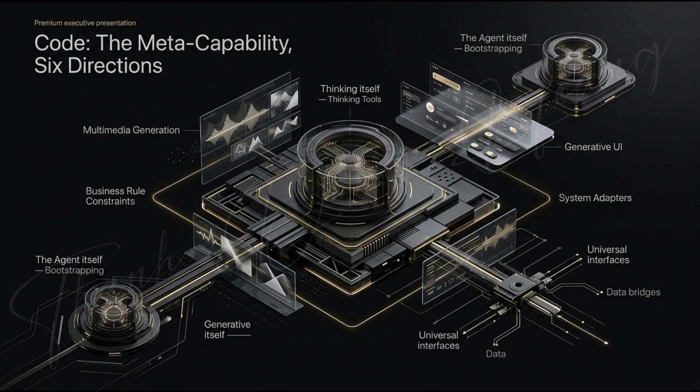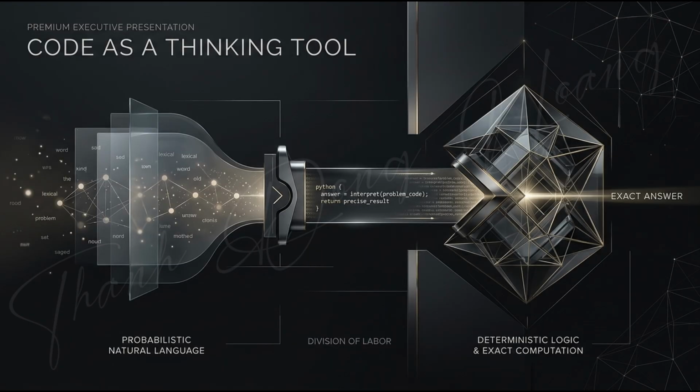Now, the pivot. Code generation isn't just for writing programs. It's a meta capability, an ability that creates other abilities. There are 6 applications worth tracing, moving from the inside out, from how a system thinks, to the rules it enforces, to what it presents, to the systems it connects, the interfaces it builds, and finally, to creating other systems like itself. Language models are strong at language, but weak at precise calculation and logic.